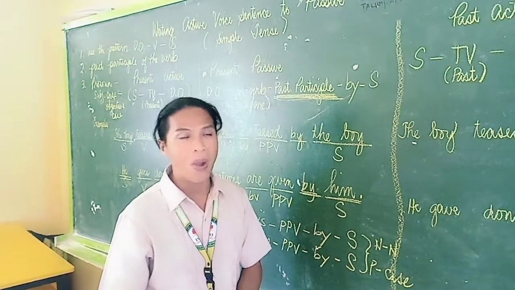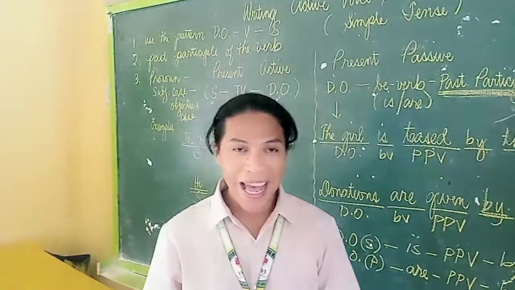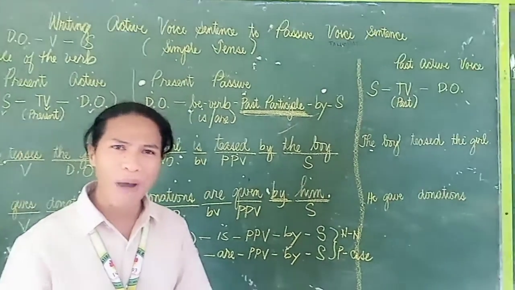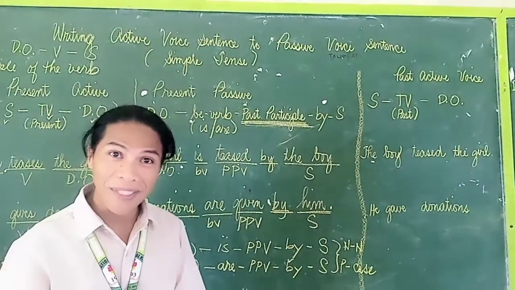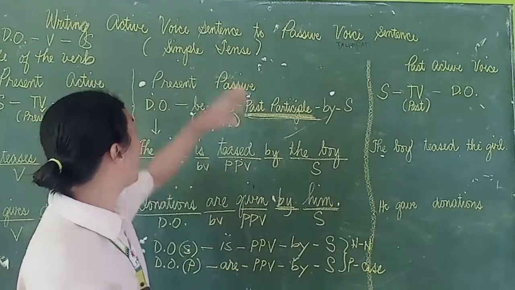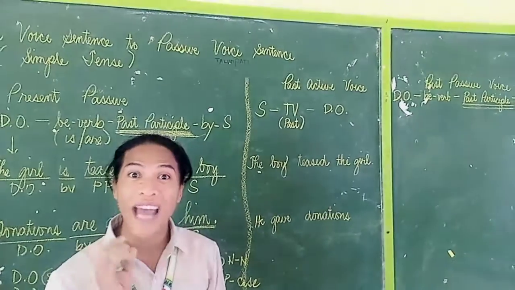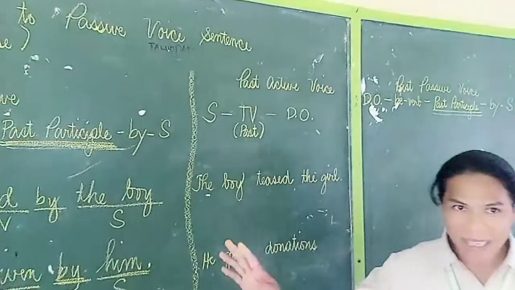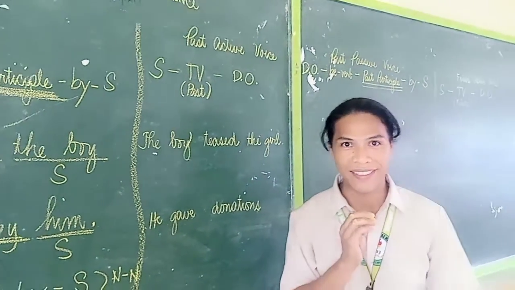Clear? Okay. Now let's proceed to the past active voice, rewriting that to past passive voice. One thing will change. Of course, the tense. From present tense, the be verb becomes past tense. Okay, let us try to find out. The same sentence, only the tense changes.